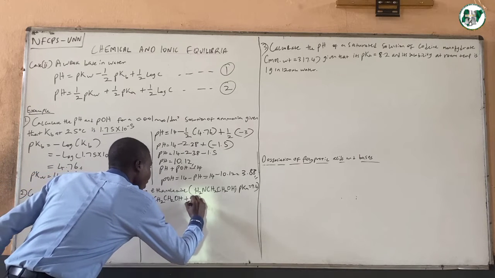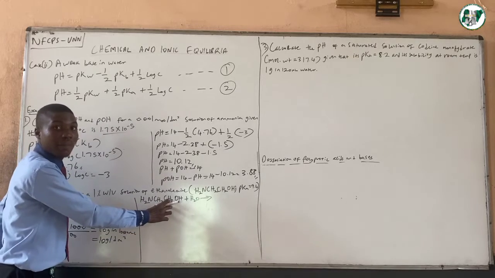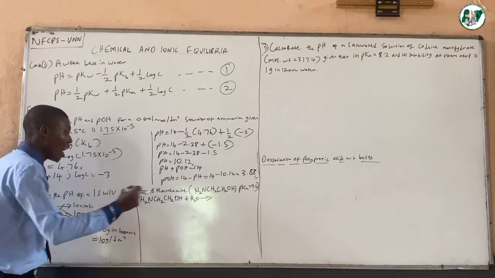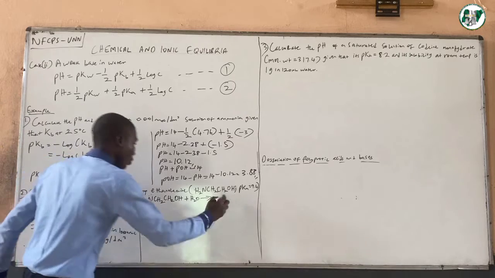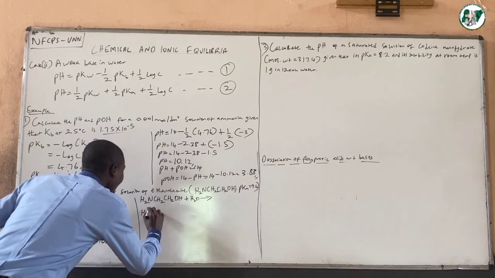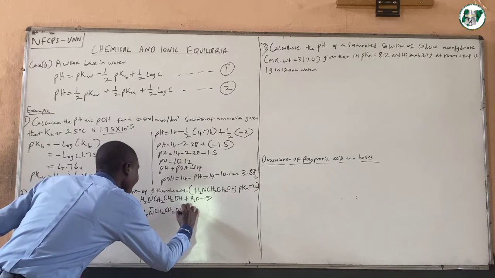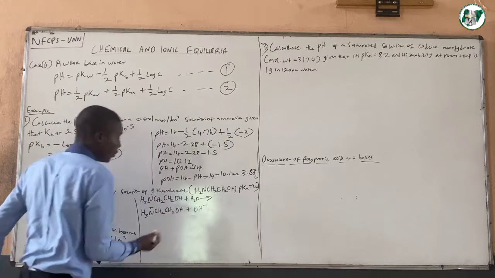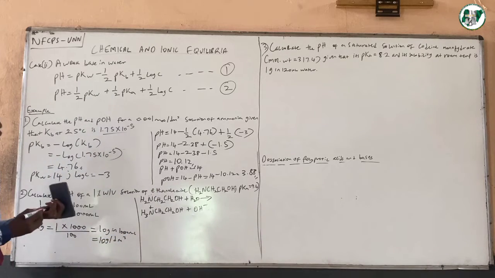H2NCH2CH2OH plus H2O to yield, since it's a base it is going to accept a proton. And why will it accept a proton? Because this nitrogen here has a lone pair of electrons. So it will yield H3N+CH2CH2OH plus OH minus. This is what it's going to yield because of the presence of the lone pair of electrons on the nitrogen. It's going to accept the proton that is being added to it.